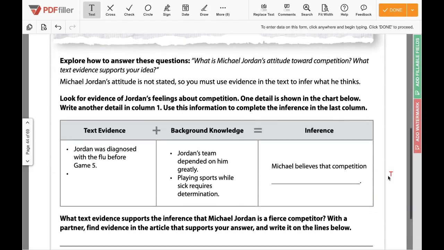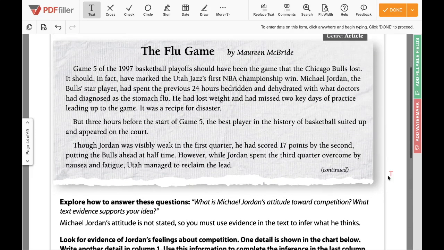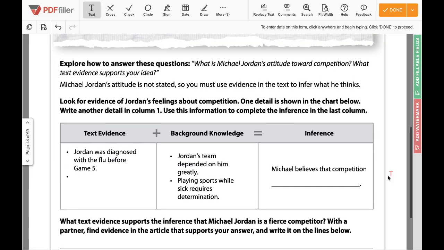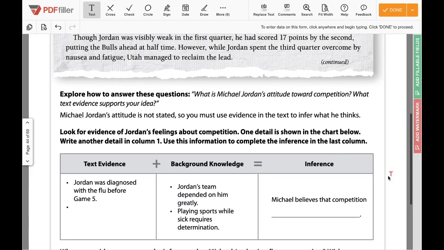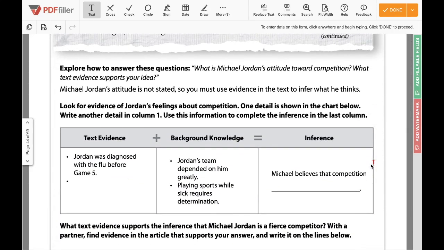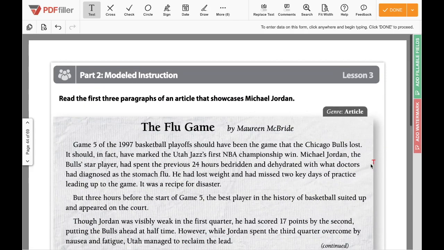So it says, explore how to answer these questions. What is Michael Jordan's attitude toward competition, and what text evidence supports your idea? And again, it tells us Michael Jordan's attitude is not directly stated. We're needing to figure this out from more indirect things. So, Jordan was diagnosed with the flu before Game 5, okay? That's one textual evidence that they already gave us for why that shows us how Michael Jordan feels about competition.